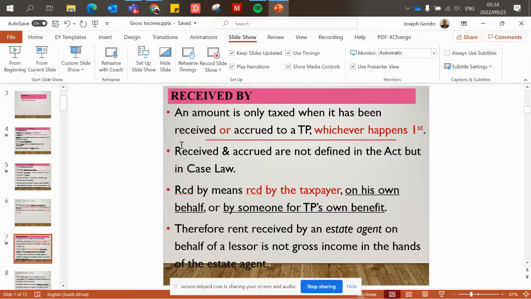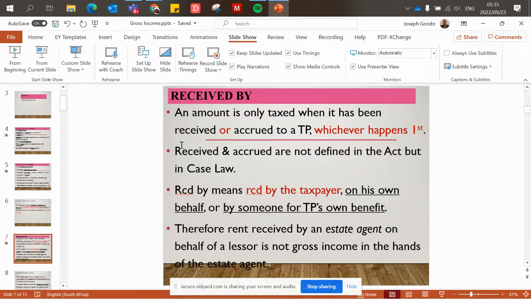But let's say you receive a loan, you would have to repay the loan to the bank or to the employer. So you cannot be said to have received the loan because you have to repay it. So you have not received it for your own benefit. Therefore, if you receive a loan, in Zimra's eyes, you have not received anything.